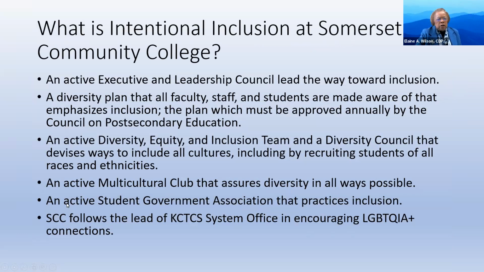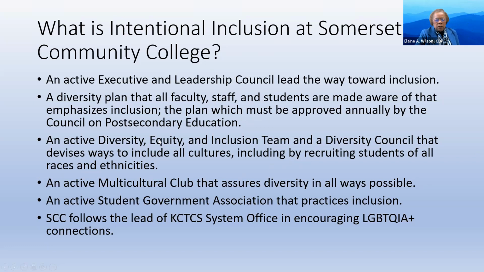Here at the community college, we do a lot of things to assure that we are aware of intentional inclusion. We have an active executive and leadership council that lead the way toward inclusion. We have a diversity plan, as do all of the other public colleges and universities in the Commonwealth. We have a diversity plan that must be approved annually by the Council on Post-Secondary Education. So they make you aware of what you need to do. You can decide how you want to work your plan, but they have to approve it to make sure that you're taking the path that they prefer people to take.